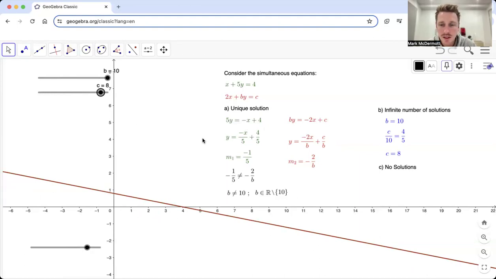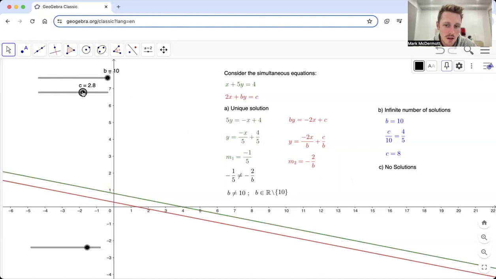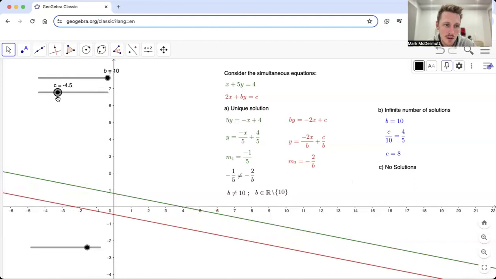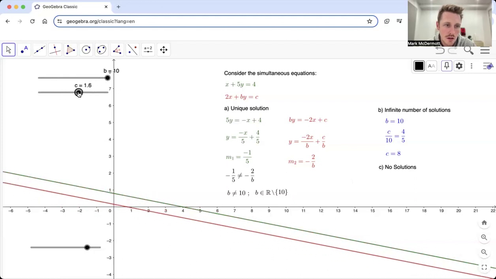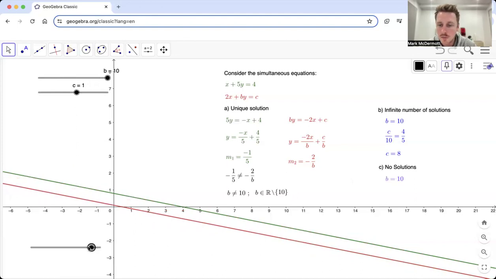Okay, and then the last part shouldn't be too tricky now. We just need to say when there's no solutions. Well, hopefully you can see no solutions is going to be anywhere where c isn't 8. Anything other than 8, we're going to get no solutions. So how we could write that is as follows. We could just say b is 10 and c is not equal to 8. Again, a better way to write that is with set notation, and we would say that c needs to be an element of the real numbers, but we can't include just the number 8.